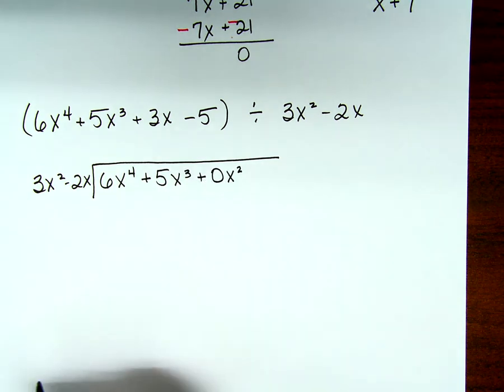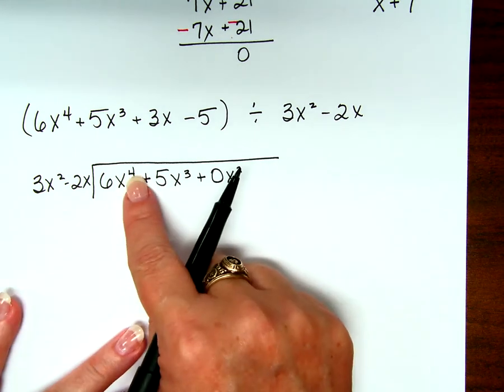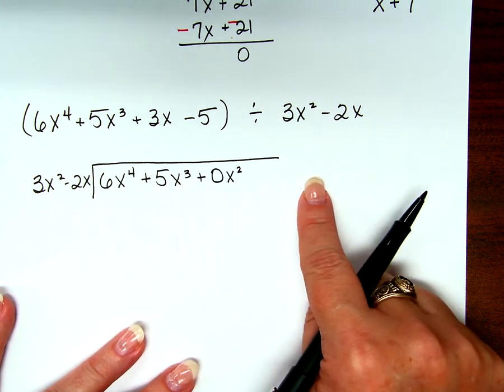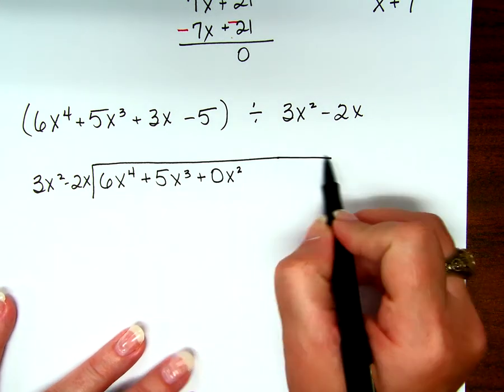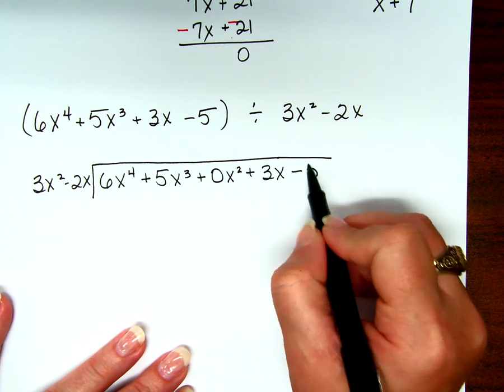Why did you add that? You have to have all of your terms represented. If you start with an x to the fourth, you've got to have a place for an x to the third and an x squared and an x and the constant, don't you? Okay, good job remembering that. So then we need a plus 3x and a minus 5. Yes?